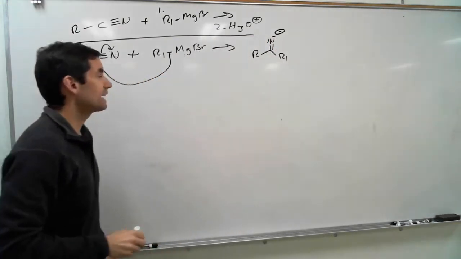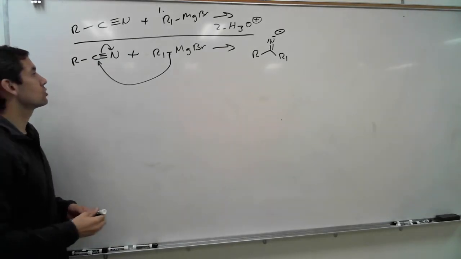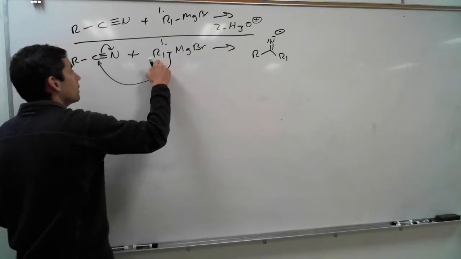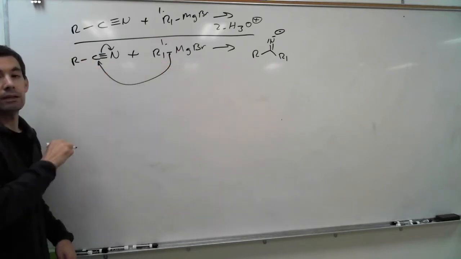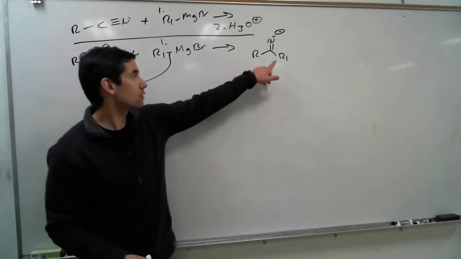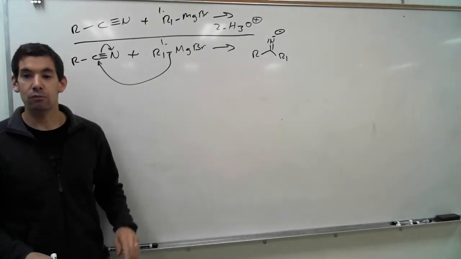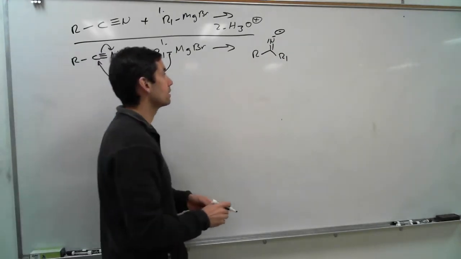Now we get that negative charge on nitrogen. And so really, the Grignard's job is done. It delivered that R group to that carbon. It's happy, there's not much else we can do. We can't put another Grignard reagent here, because it's going to make that too reactive. So we're stuck at this spot here.